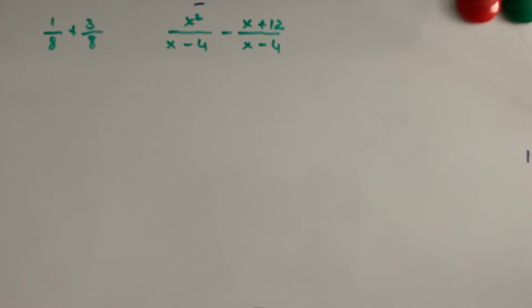Hello guys, this video is to show you how to add and subtract rational expressions. Anytime you have to add and subtract rational expressions, you have to think of fractions, because they're actually fractional forms. So you just need to make sure you use the same rules you know for fractions, okay?